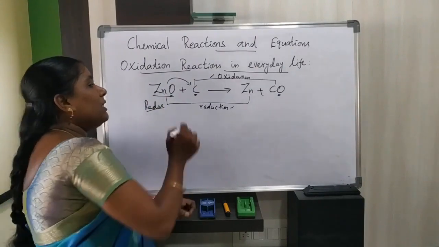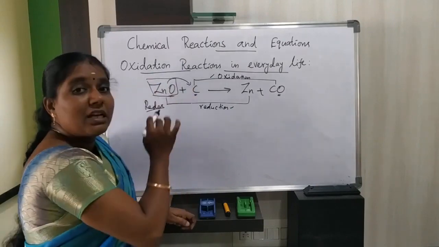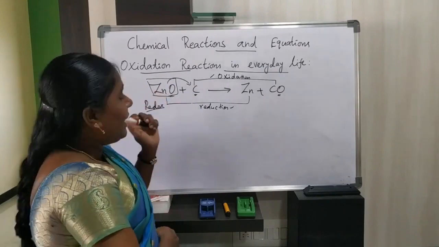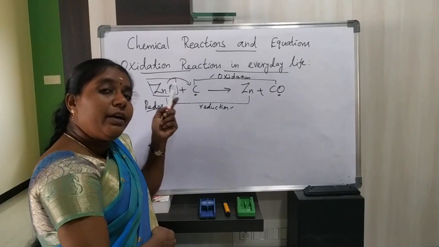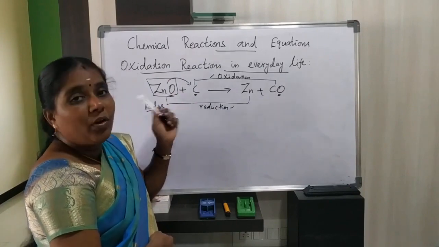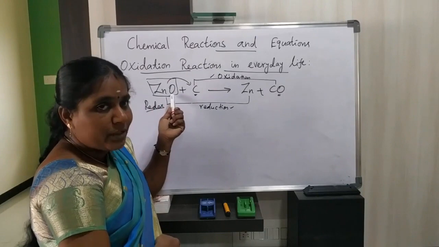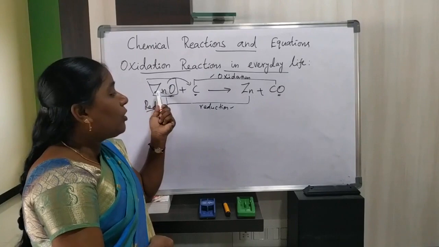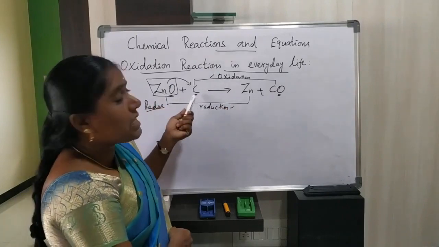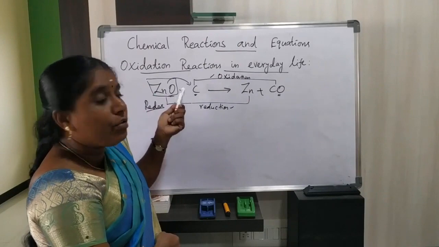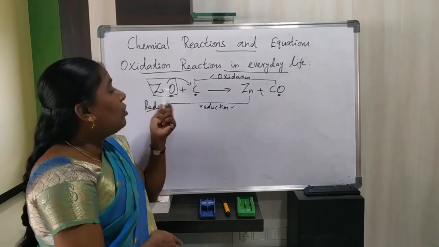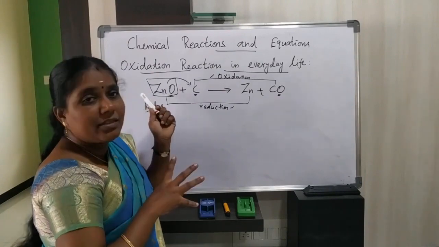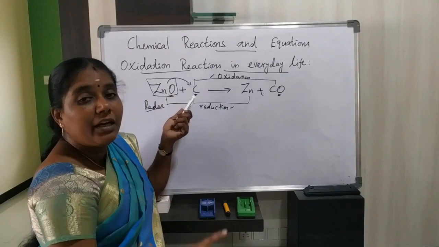Similarly, which substance is reduced here? Zinc oxide is reduced to zinc by the removal of oxygen. In this process, carbon helps to reduce the zinc oxide to zinc. So here zinc oxide acts as an oxidizing agent, carbon acts as a reducing agent.